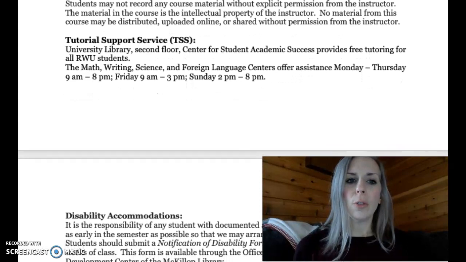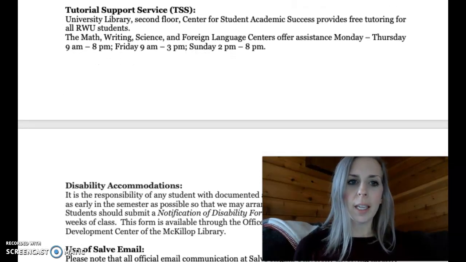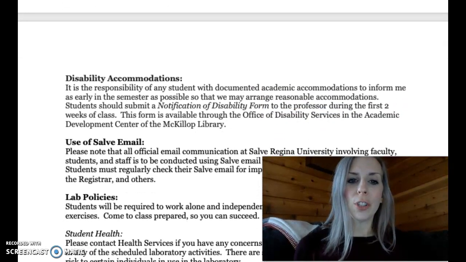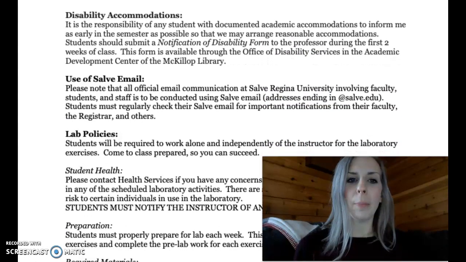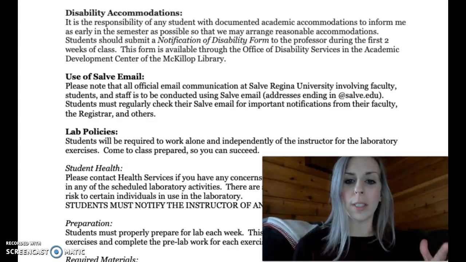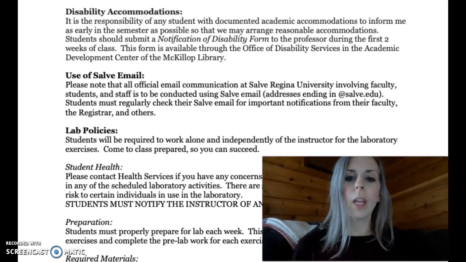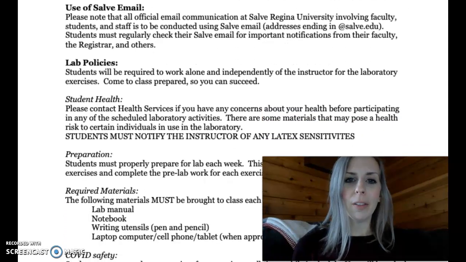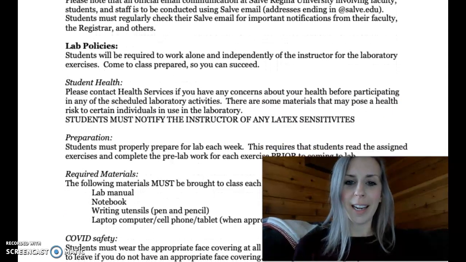If you need tutorial services, the TSS is free and available to you for extra help. There's also accommodation services that you can use to get your accommodations settled. Make sure that if you do have accommodations that you get them to me at the beginning of the semester so that we can accommodate all of the quizzes and everything online. Please use my email, lauren.hannon@salve.edu, if you need me.